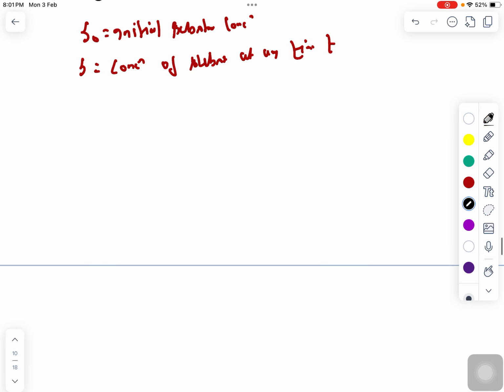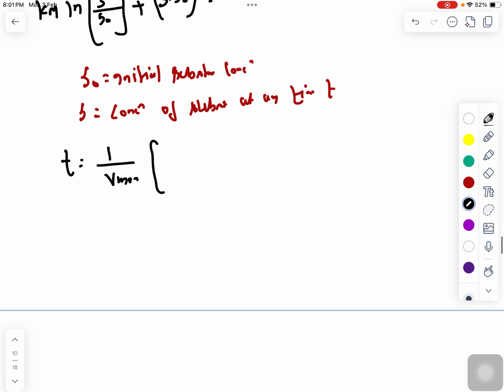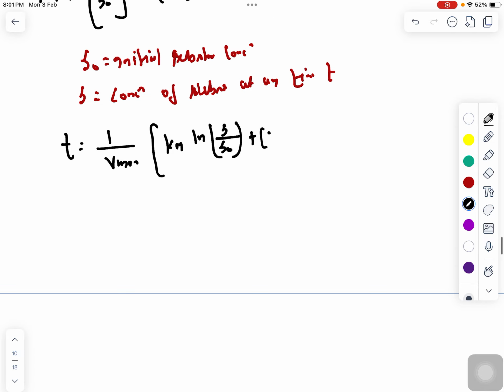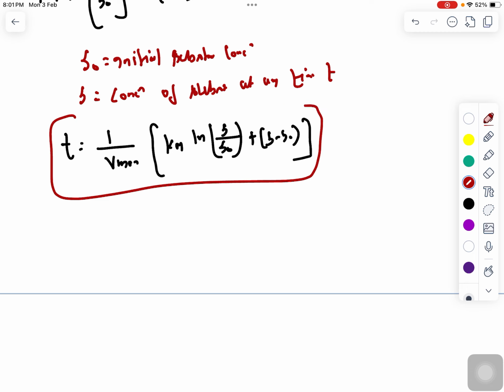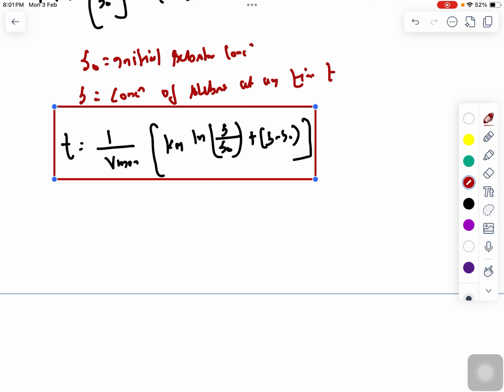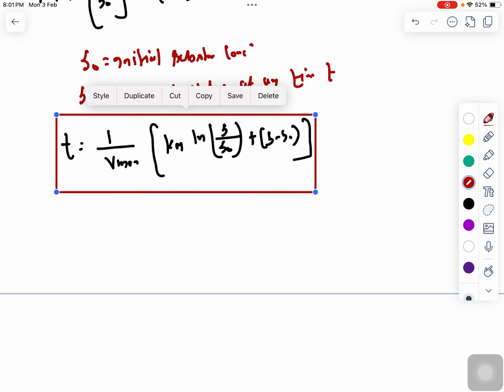So from this formula you can say that time is equal to 1 upon Vmax into Km ln S divided by S naught plus S minus S naught. And all of these values will be given to you, and you can calculate the time required to decrease the concentration of a substrate in a plug flow reactor from S naught to S, where Km is the Michaelis constant, right?